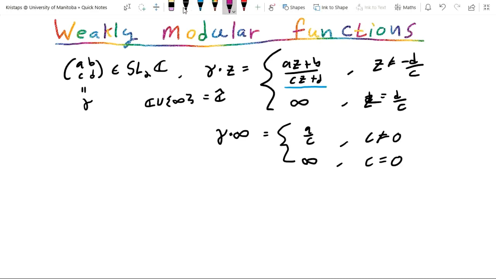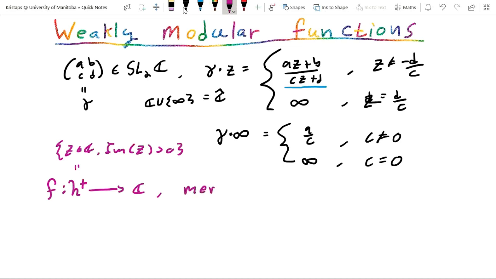So now a weakly modular function, this is going to be a function which is defined on the upper half complex plane. So this is the set of all complex numbers whose imaginary part is strictly greater than 0. And it can take on any complex value. And we're going to ask this function be meromorphic. So that means it's holomorphic everywhere except for some collection of points which do not accumulate together.